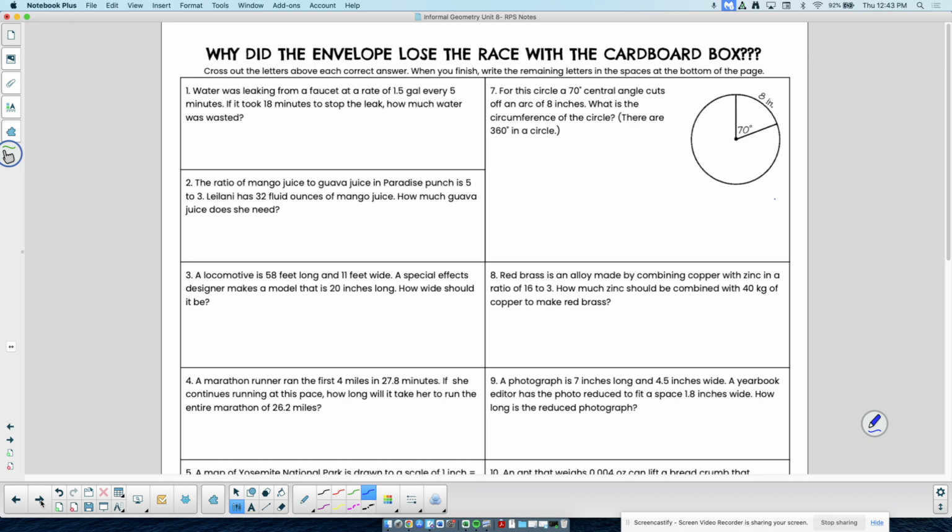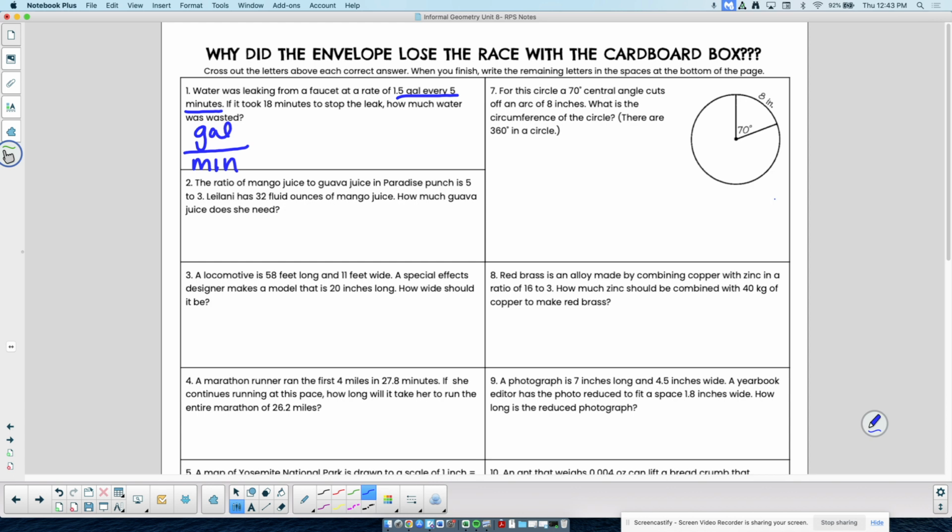So the first one says water was leaking from a faucet at a rate of 1.5 gallons every 5 minutes. If it took 18 minutes to stop the leak, how much water is wasted? So this is what I want you to put. Your key is gallons over minutes. And you guys can go back and write the proportion.